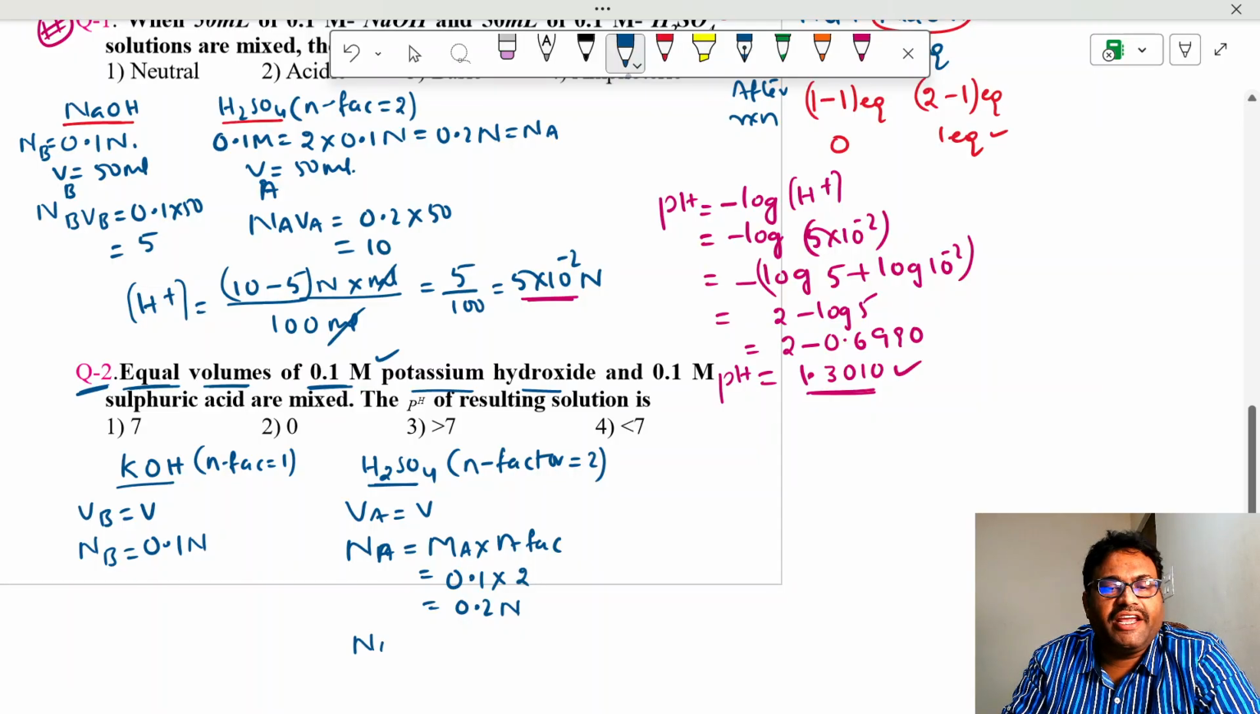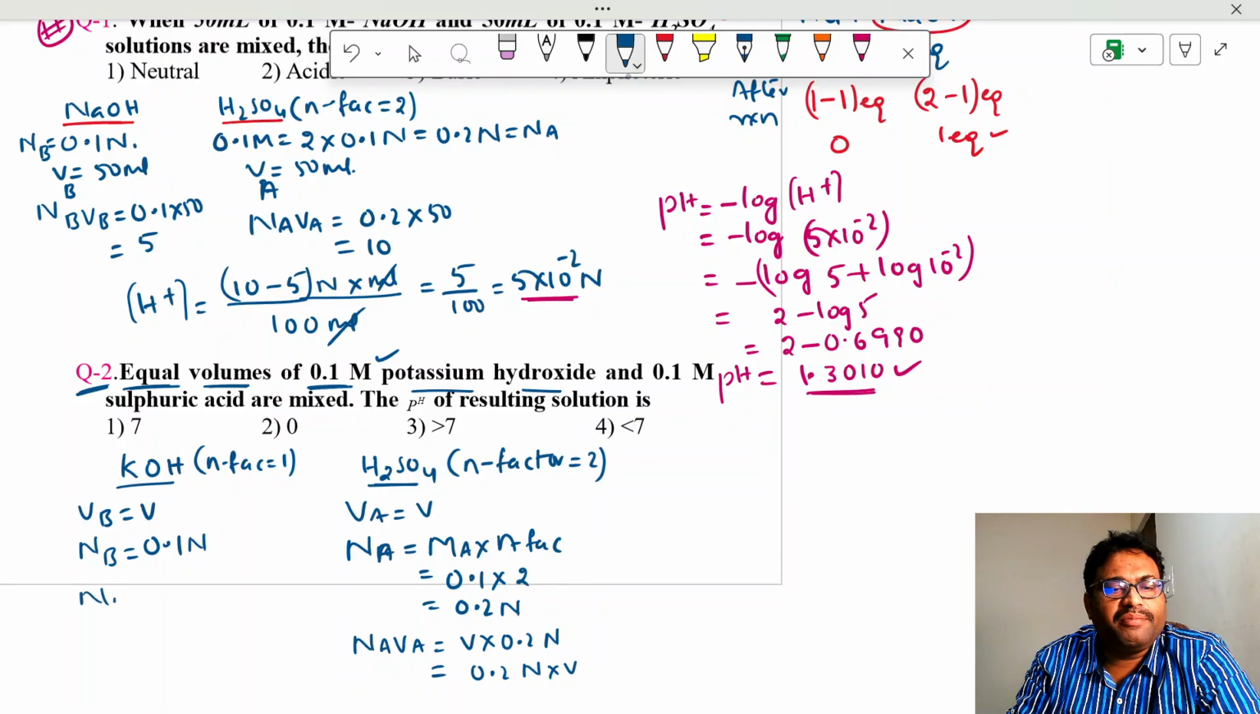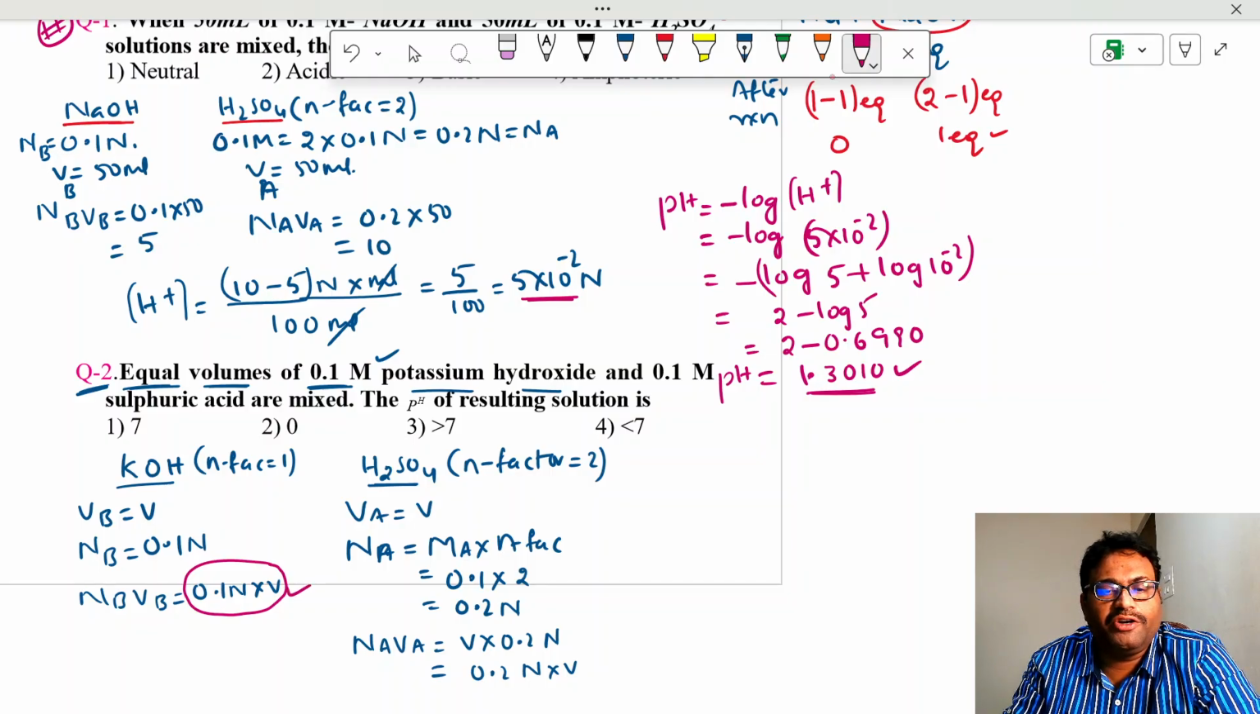So NaVa is equal to how much? 0.2 N into V. Here NbVb is equal to how much? 0.1 N into volume. So which is greater? Which are you finding as greater? 0.1 N into V is greater, or 0.2 N into V is greater? 0.2 N into V is greater.